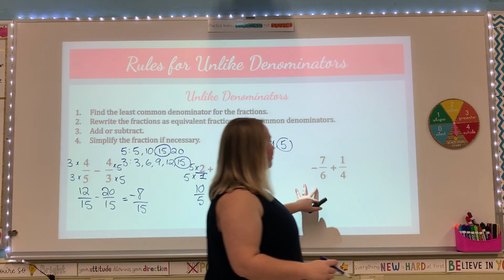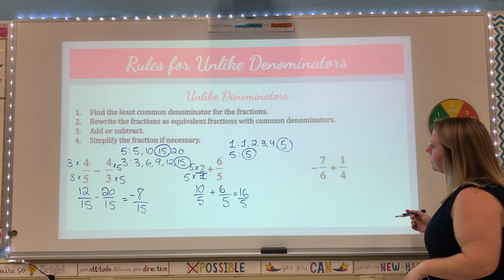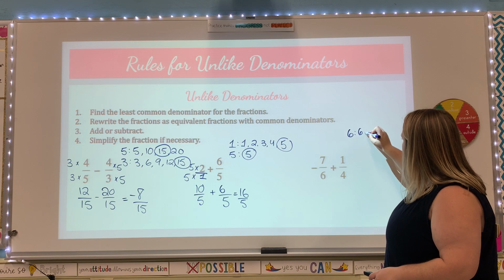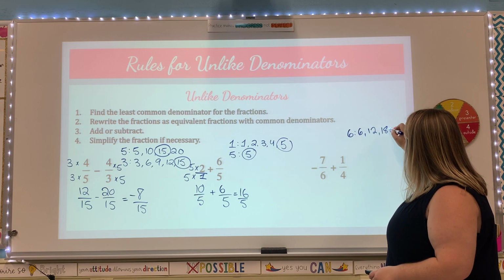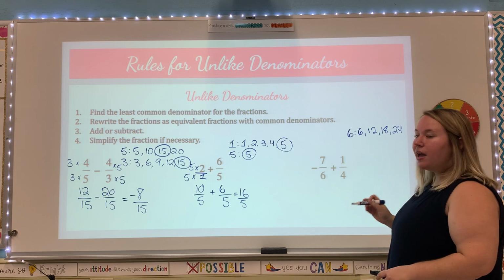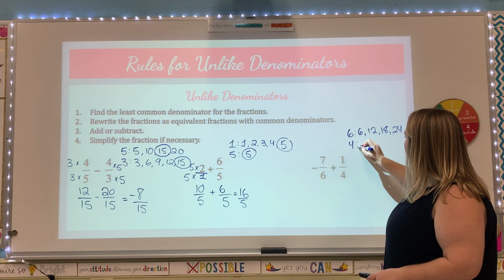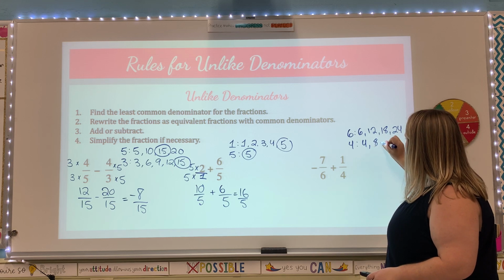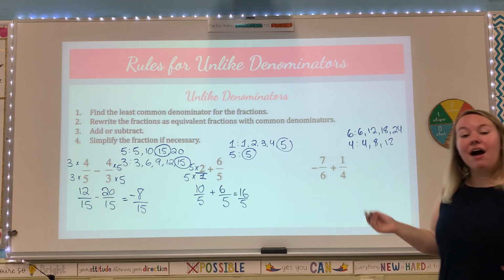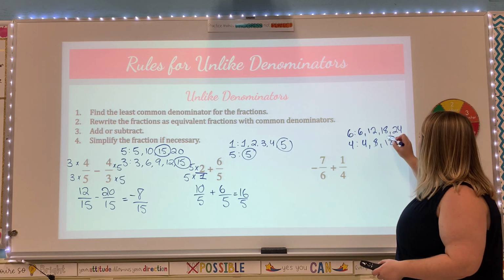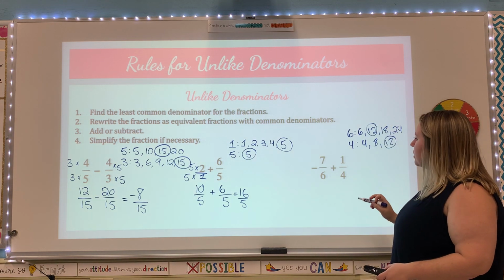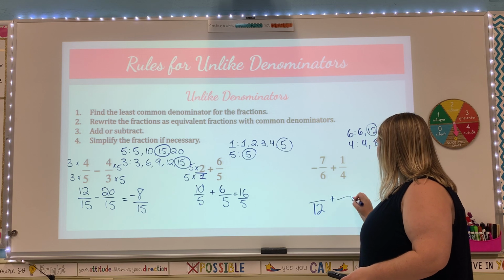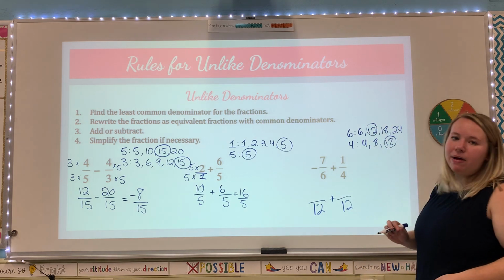For the last one, we have 6 and 4. So if I start listing out my multiples of 6, I have 6, 12, 18, and 24. And then I can also list out my 4s. I have 4, 8, and 12. And notice we have a repeat again, right? And the number is 12. So if I go to rewrite these, they're going to be a fraction being divided by 12.